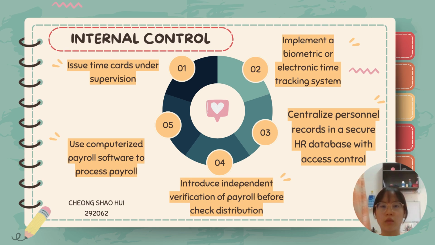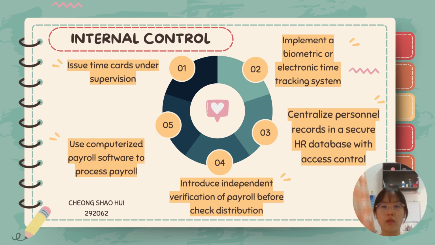Next, the current system relies on manual time punching, which is prone to errors and manipulation. The recommended solution is to implement a biometric or electronic time tracking system. This system records attendance accurately and prevents buddy punching by using fingerprint or facial recognition. Additionally, it can integrate with the payroll system for faster and more reliable processing.